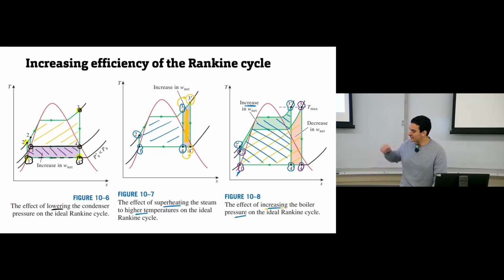Here we have 3 methods. As we said, we can use any one of them to increase the efficiency of the Rankine cycle, but there are some drawbacks for each one of them. So let's start with the first one.